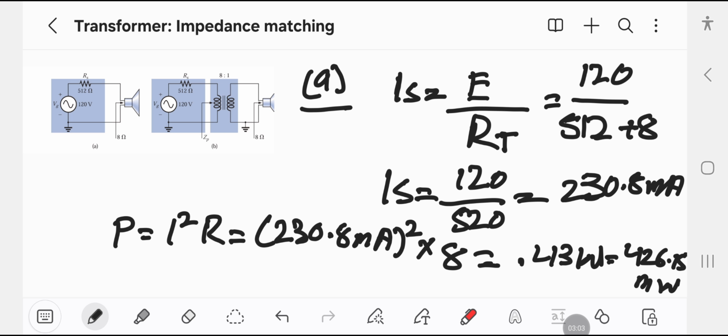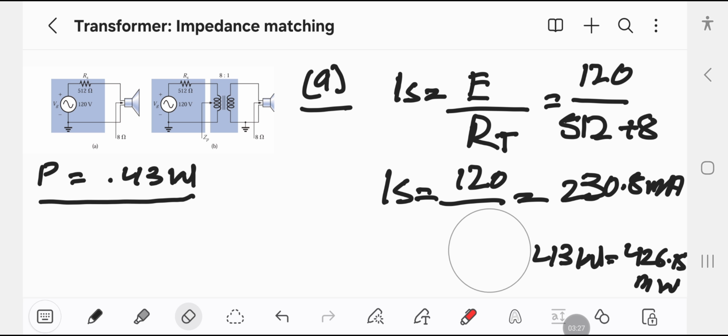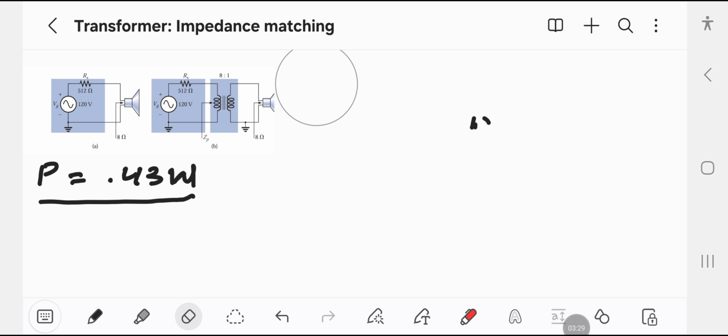So let's write down that the power delivered to the load is 0.43 watt, which is less than half a watt. Let's discuss the second case, and then we will discuss both cases together.